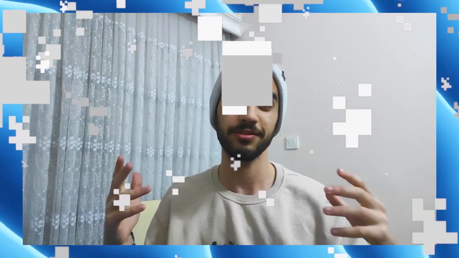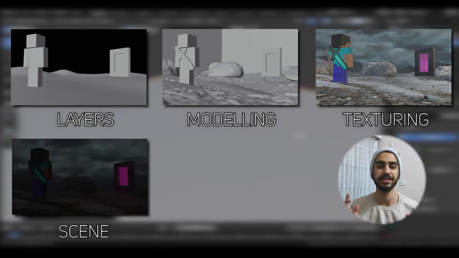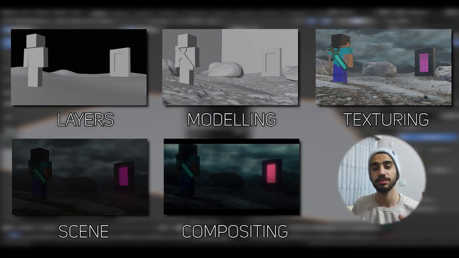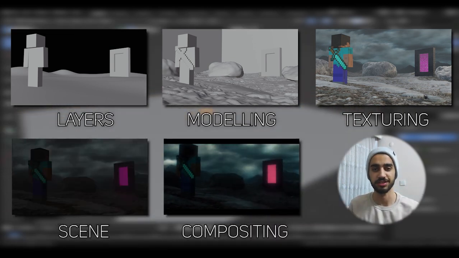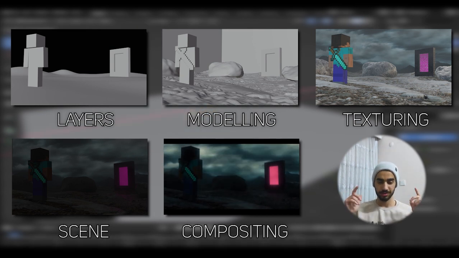Hello guys, in this video we will learn how to do Minecraft environment modeling with Blender. Just like we always do, we will start by separating the scene into layers. First, we will create the environment with its basic outlines. After adding details, we will move on to the texture and animation sections. Finally, we will complete the animation with compositing part. Let's do it.